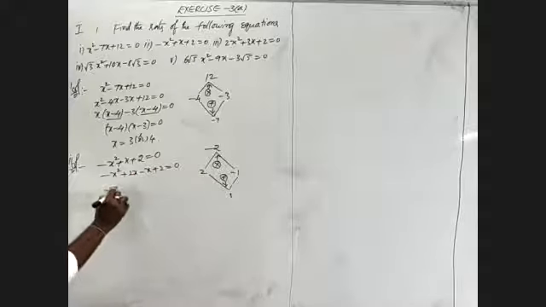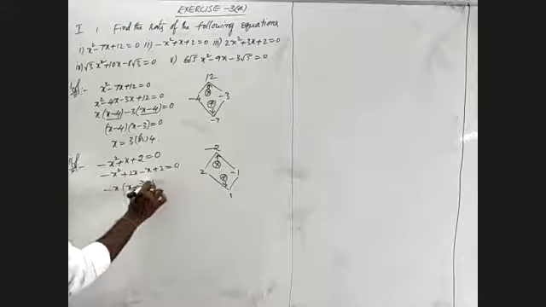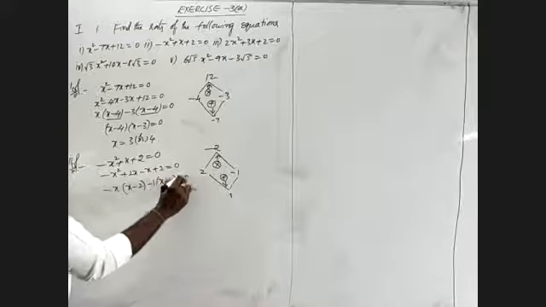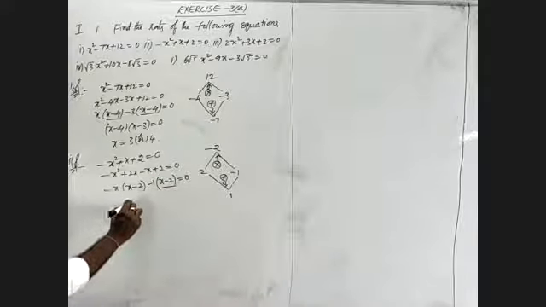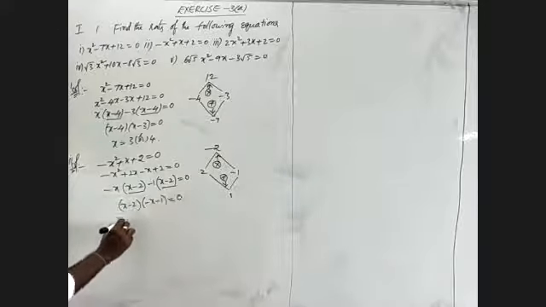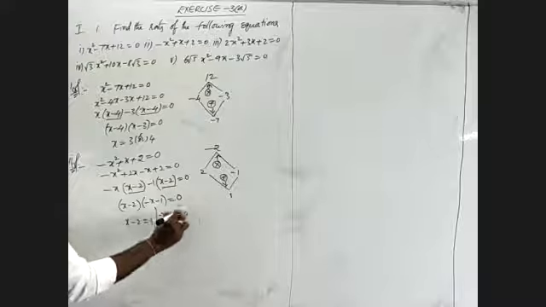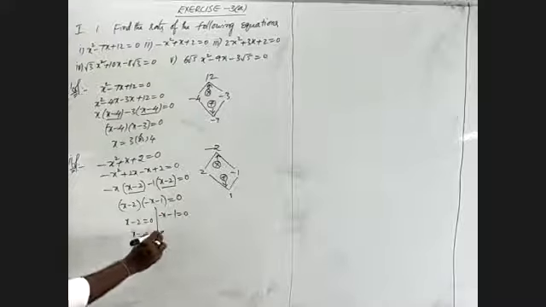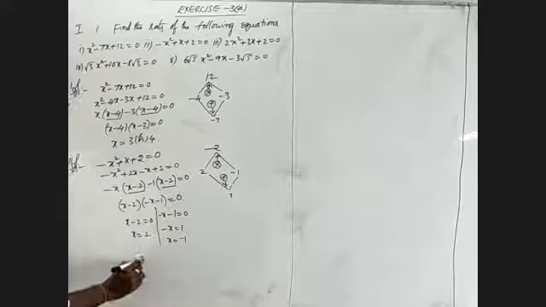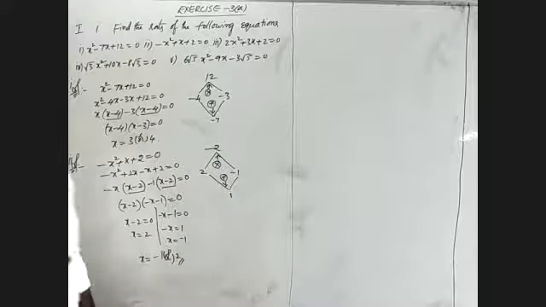I take minus x common, remaining we have to write x minus 2. Again I take minus 1 common, remaining we have to write x minus 2 is equal to 0. Here the common term is x minus 2 into minus x minus 1 is equal to 0. That I will write x minus 2 equal to 0, minus x minus 1 equal to 0. That is x is equal to 2, and x is equal to minus 1. Finally, x is equal to minus 1 or 2.